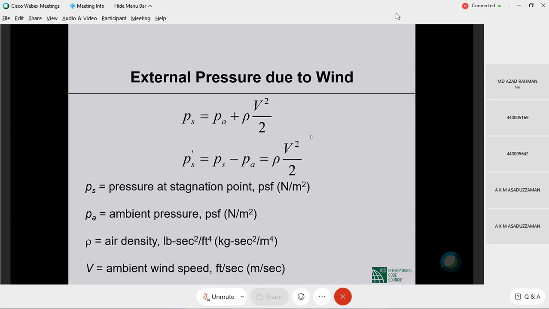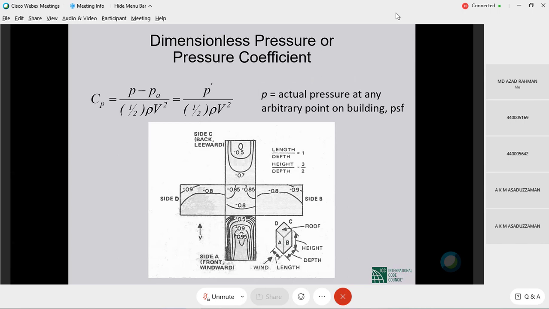Okay, so the stagnation pressure is ambient pressure plus rho v squared by 2. And if we call pressure above ambient P sub S prime, that is rho v squared by 2 at the stagnation point. Now, if we plot the pressures at various points, I have taken a building and I've opened it up. This is the flat roof. This is the windward face. This is the leeward face. Those are the side faces.